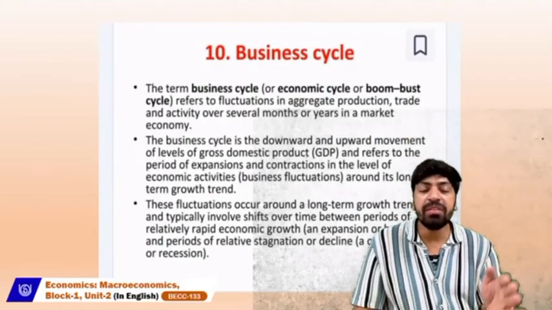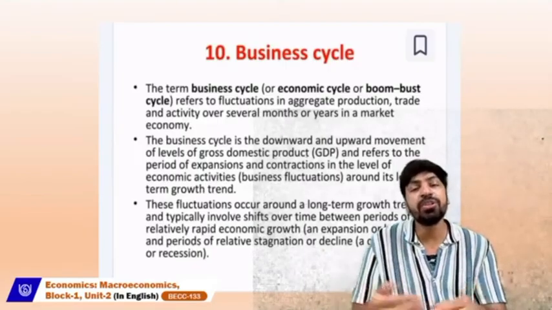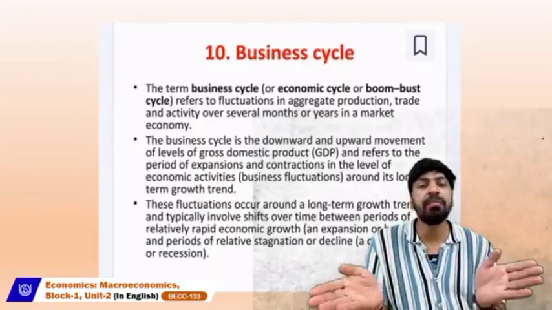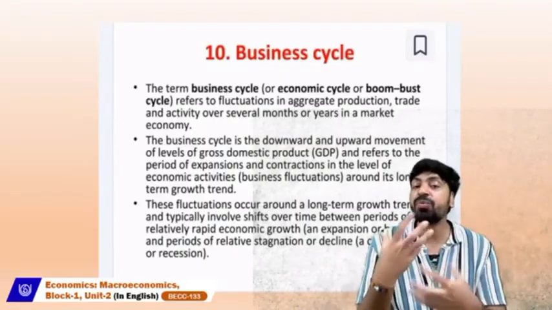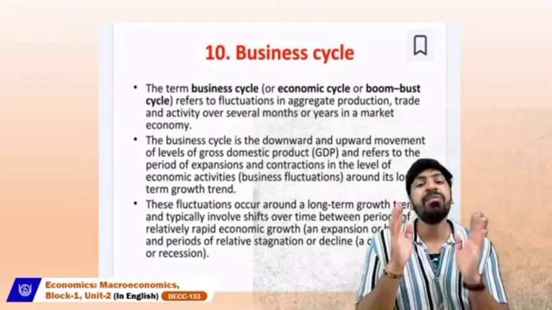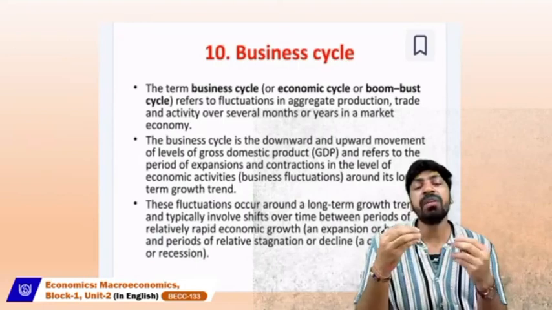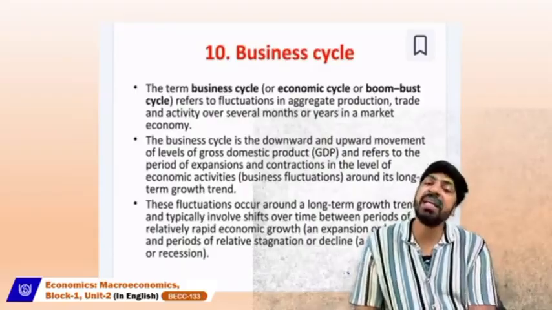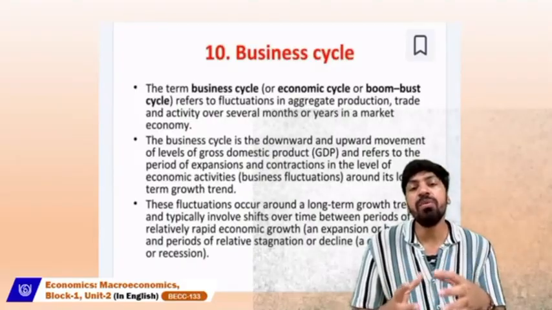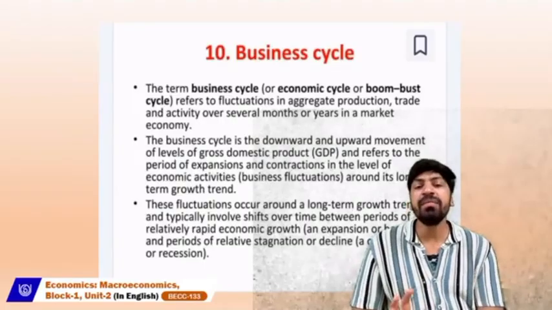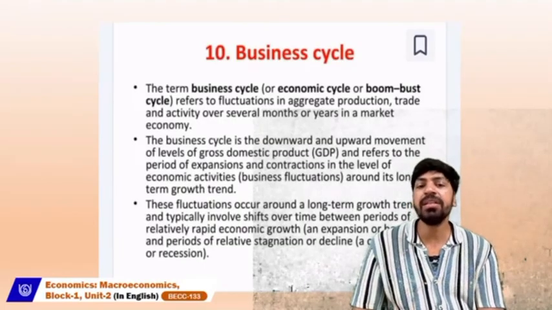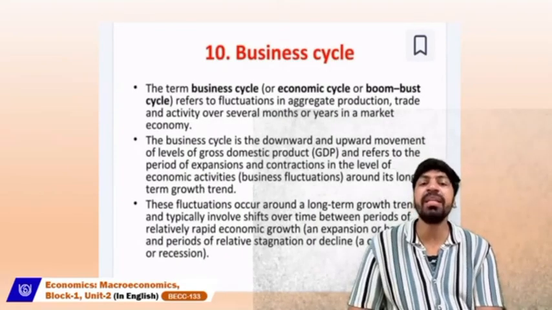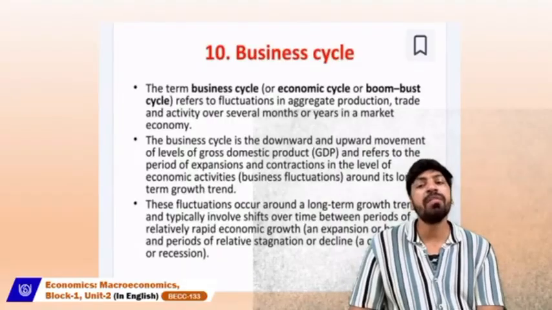So whatever variations are involved in aggregate production, aggregate trade, and economic activities over a period of time, that variation, those fluctuations, is called the business cycle. One of the major tools for showing the fluctuation is trend analysis, one of the tools of statistical analysis. When we talk about the business cycle, it is categorized into two parts. The first is downward and upward movement, and the second is the expansion and contraction of such a cycle.